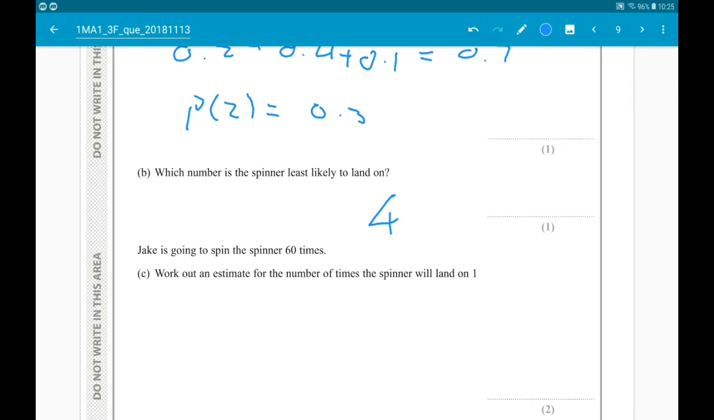So, to do that, we just do the probability times the number of times the spinner is going to be spun. So, 0.2 times 60, which gives us 12.